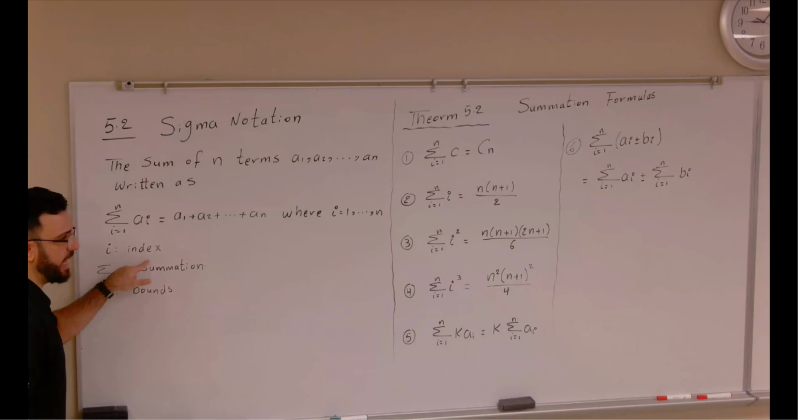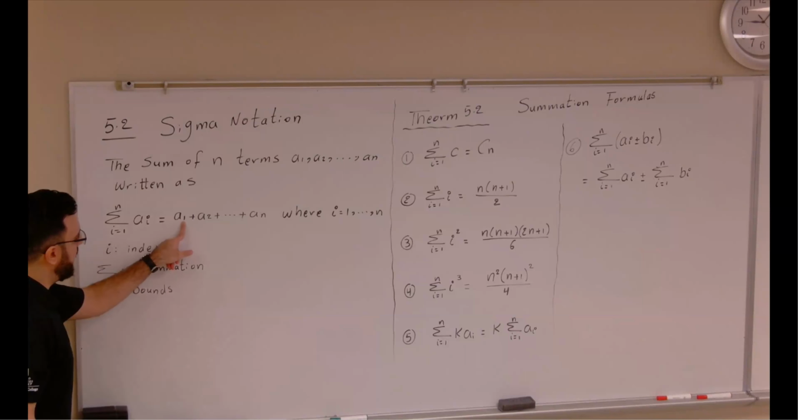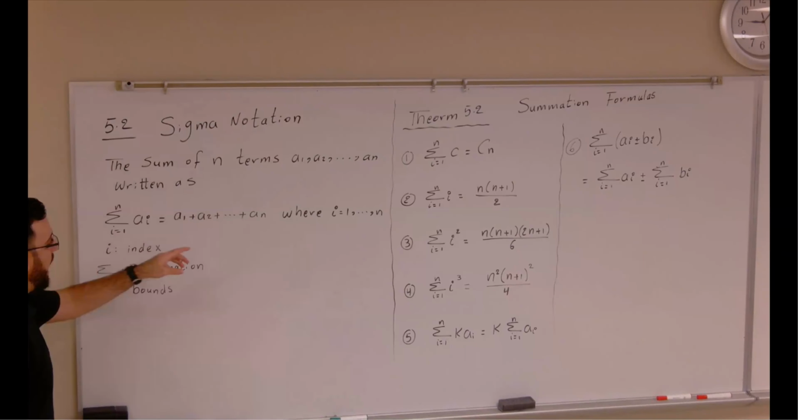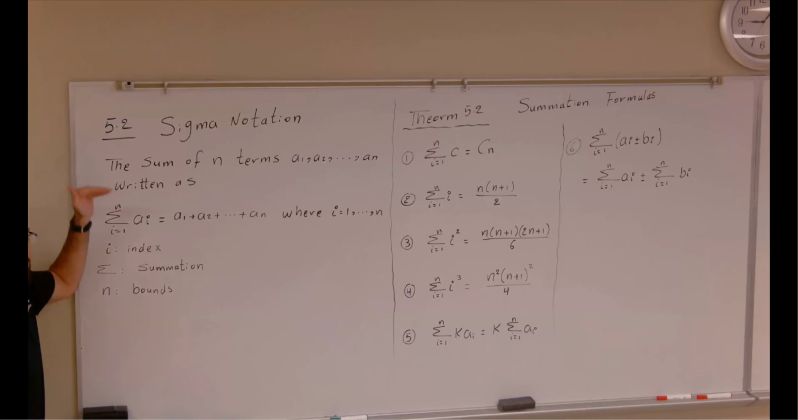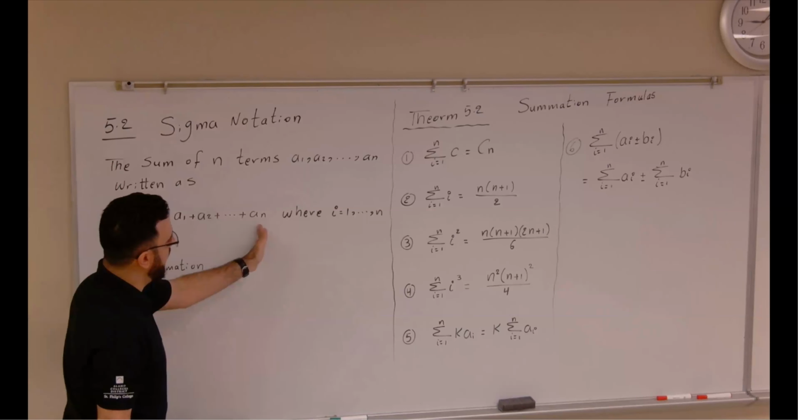i is the index, let's say the beginning point, the first term, started from a1, the index here is 1, 2, until n. That's what we call i is the index. Sigma is the summation, which is the sum of the terms. n is the bound, which is the last term, okay? So the summation from the first term to the last term.